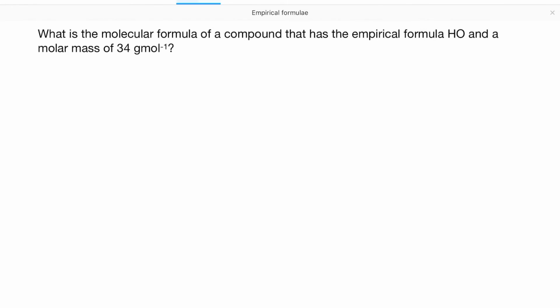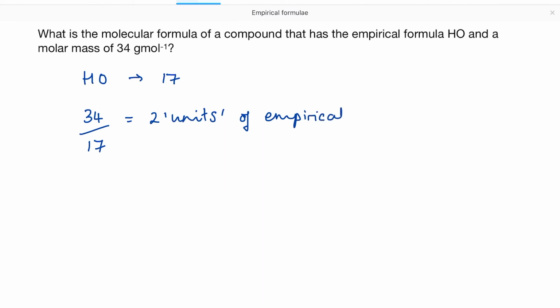In the second example, we are asked to find the molecular formula of a compound. We're given the empirical formula and the molar mass of the compound itself. So the empirical formula, once again, is the simplest ratio. And if I work out the molar mass of HO, that comes to 17. We know that the molar mass of the actual compound is 34. So dividing 34 by 17, I can see that essentially there are 2 units of the empirical formula in this molecule.